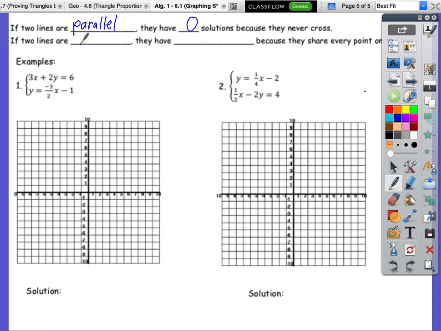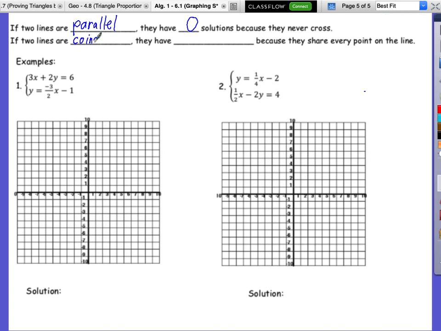Now our other case would be if two lines are coinciding, that's a big fancy word meaning that they are the same line. For us, that just means that they're the same line. Two lines are coinciding. That means they have infinitely many solutions because they share every single point. If they're the same line, every single point they have is an intersection. So everything's a solution.